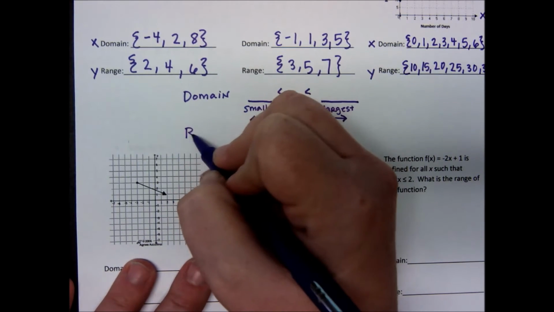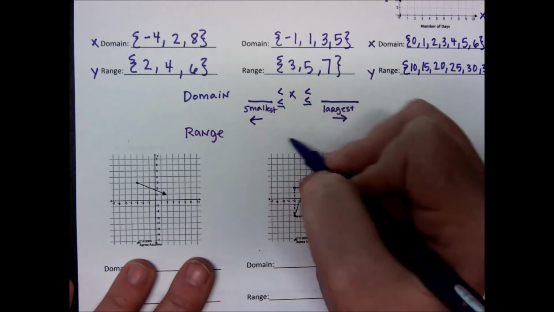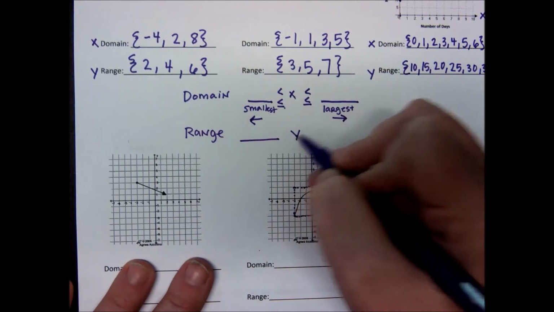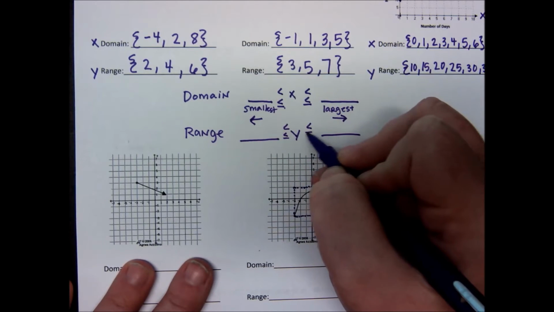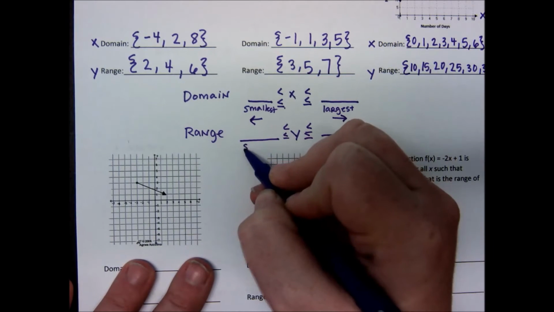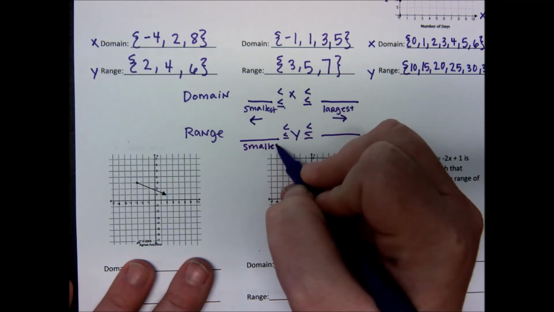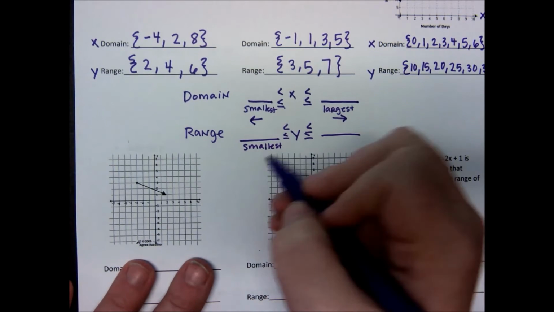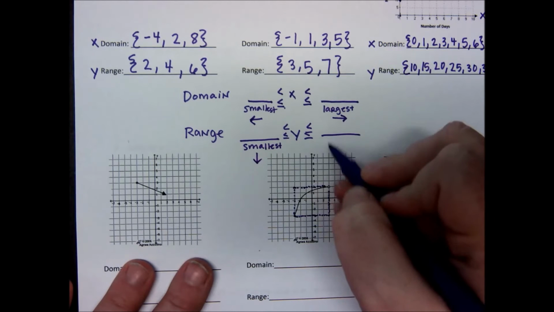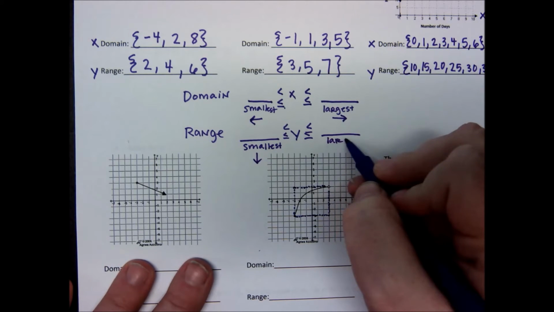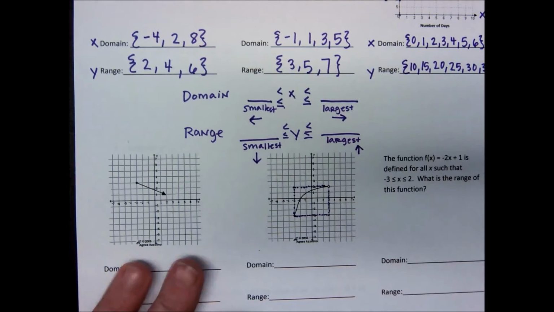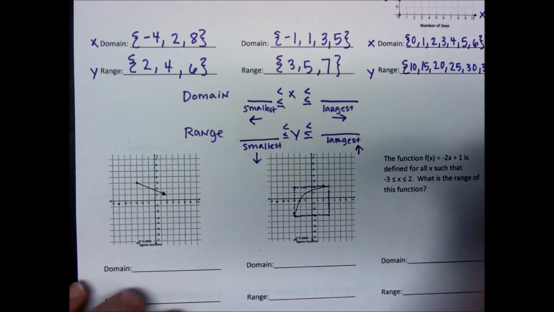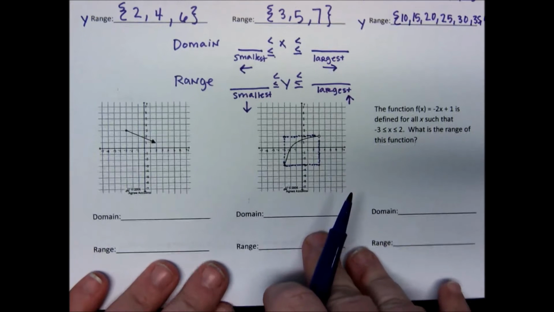If I'm looking at range, I'm looking at my y values. So I have these same little lines, either this symbol or this one. And I'm looking at the smallest, which with range, since the y-axis goes up and down, I'm looking at how far down it goes. And then the largest, and since I'm talking about range, I'm talking about how high it goes. Okay? So let's look at this middle one again.